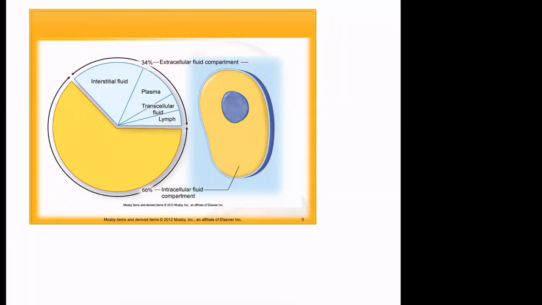And if we change the amount of water in the blood, or the amount of solid particles that are in the water in the blood, that's going to change the amount of solid particles that are in the interstitial fluid, which is going to draw water either out of the blood or out of the cells.